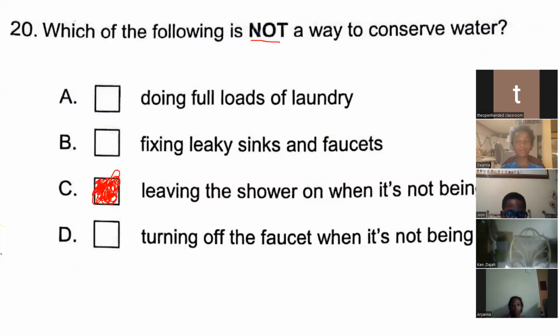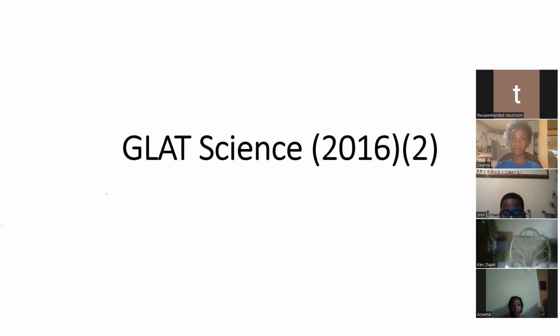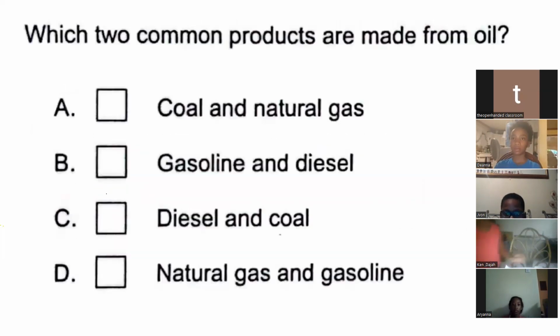All right, let's move on to question number 21. Go ahead, Ariana. Which two common products are made from oil? A. Coal and natural gas. B. Gasoline and diesel. C. Diesel and coal. D. Natural gas and gasoline. Okay, what do you think? I think it's B.